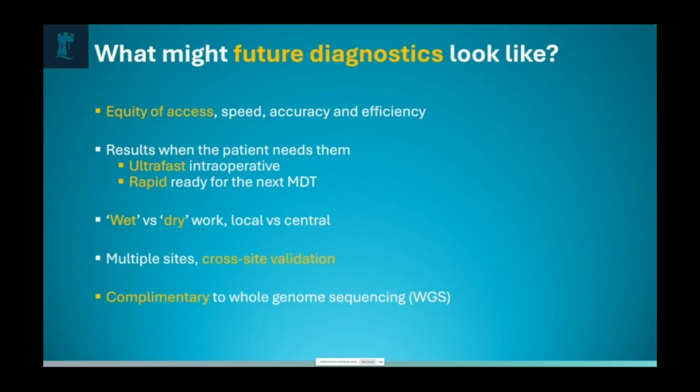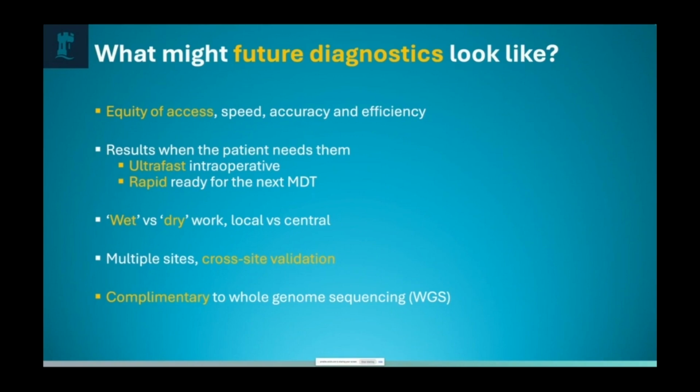It will give us speed, it will give us accuracy and efficiency. You won't have to wait for those results. All the work transferring samples, it can all be done next to the patients. It means that you'll get results when the patient needs them. So for those cases where really knowing what's happening intraoperatively is important, that's possible, and we call that ultrafast. And if we need it for the next multidisciplinary team meeting, then that's rapid. We're still talking the order of hours.